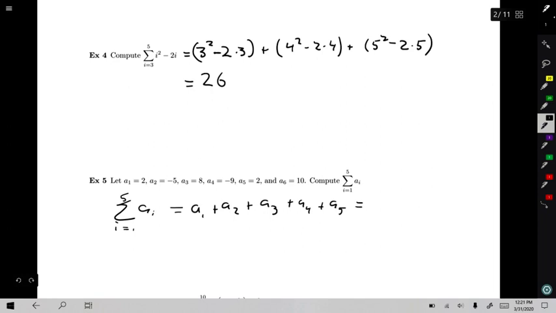If we look at the values that were given for all of these numbers, A1 here is 2. A2 is minus 5. A3 is 8. A4 is minus 9. A5 is 2. And those are all of the numbers that we need. If we add all of these numbers up, we get minus 2. So here's an example, first showing us that it is possible to get negative numbers out of a sum.